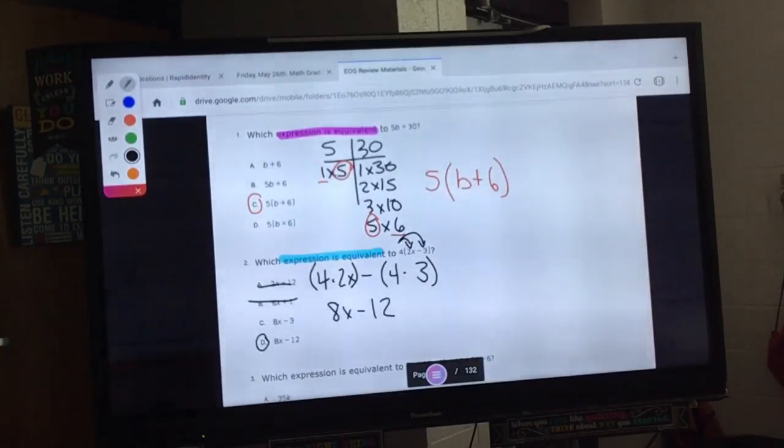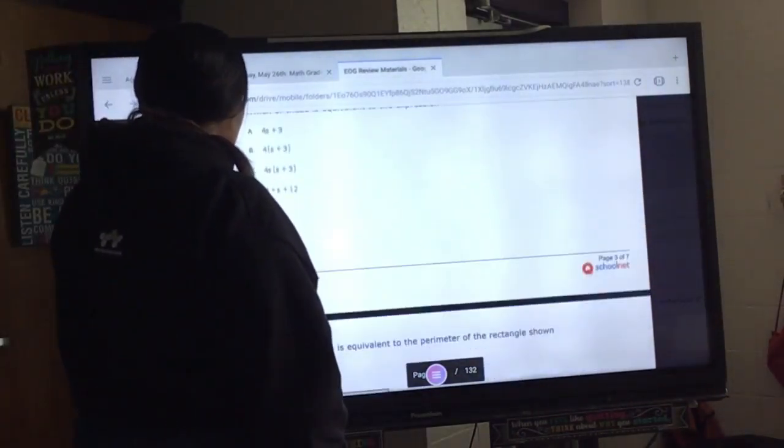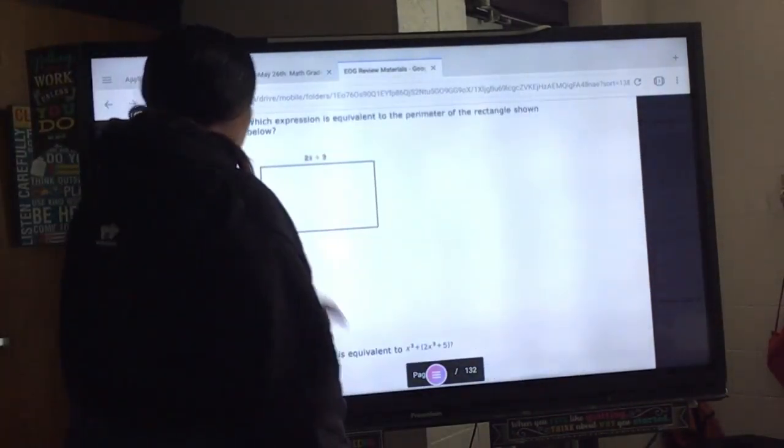Hold on 1 second. Go to number 8. If you have not gotten to number 8, please solve it and stand up when you have your answer.